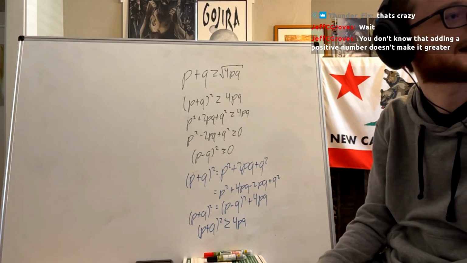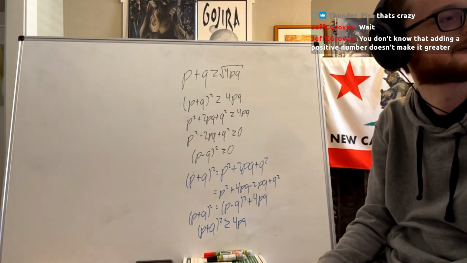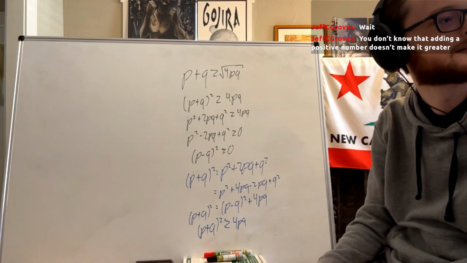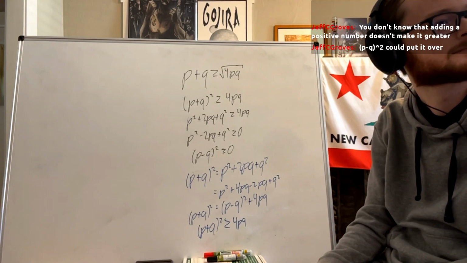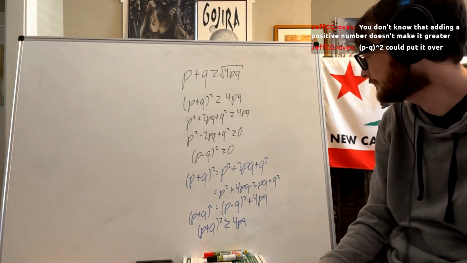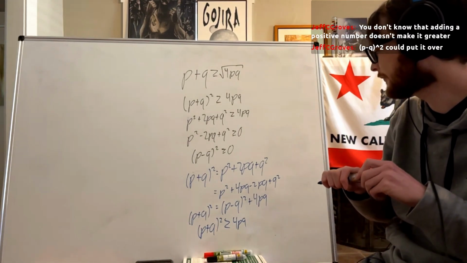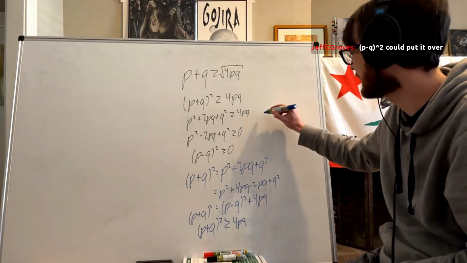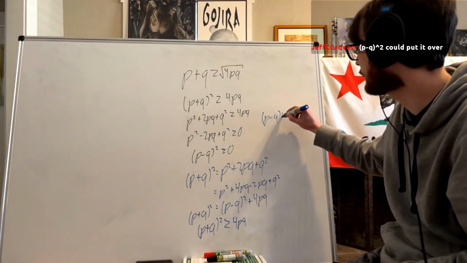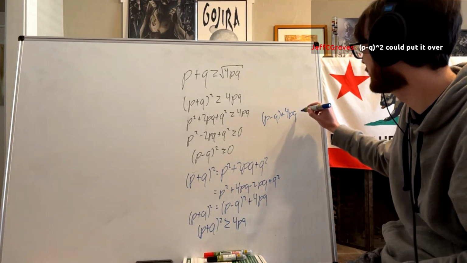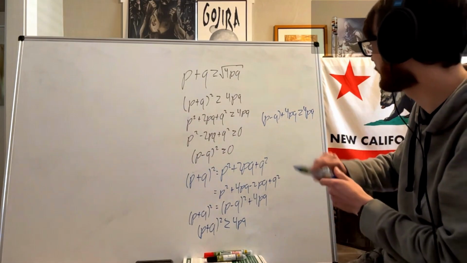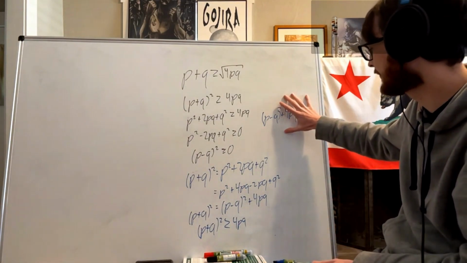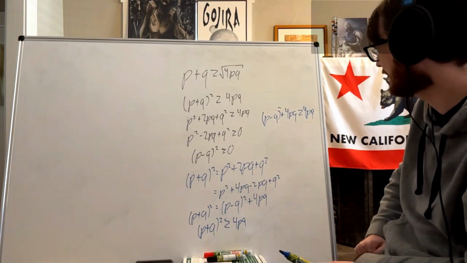You don't know that adding a positive number doesn't make it greater. P minus Q squared could put it over? Are you saying there's a situation where P minus Q squared plus 4PQ is not greater than or equal to 4PQ? So that's basically the claim, squared. It's basically the claim that we're making as a sub-step here. So I don't see that's ever not true.